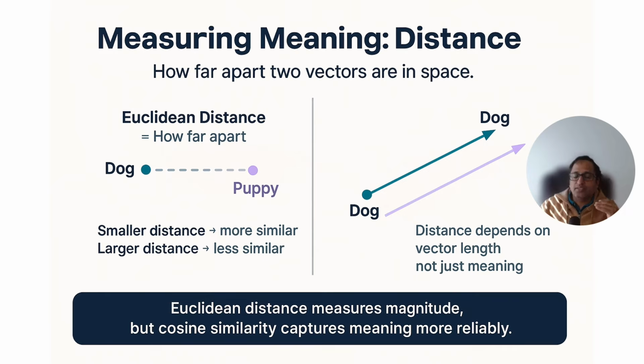To summarize, cosine similarity ignores the length and focuses only on the direction, which makes it a much better fit for understanding semantic similarity. While distance tells us how far apart two points are, cosine tells us how aligned the meanings are. So Euclidean distance measures how far apart two points are and is very sensitive to vector length, whereas cosine similarity measures alignment, so it is better for meaning.